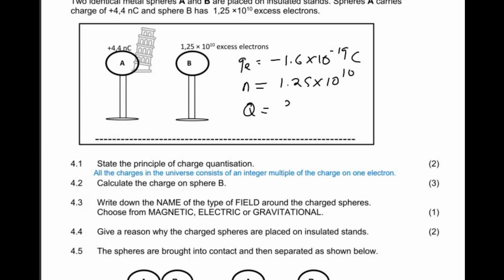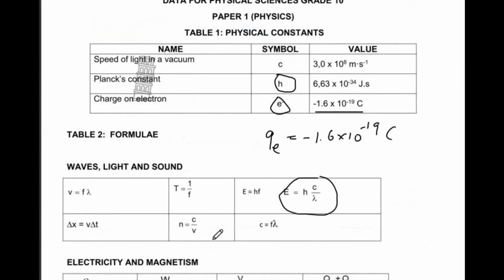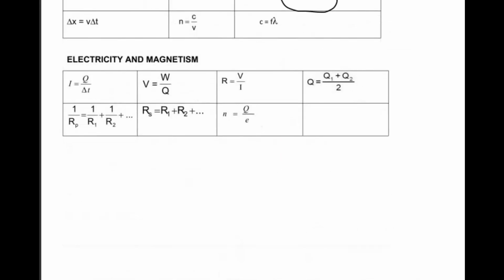So which equation relates all of these things together? If you go at the back of your question paper, you'll find an equation that writes something like Q equals n times e. Let me check how they wrote it in this question paper. It's under electrostatics. There we are, Q equals n times e. That is the same thing.